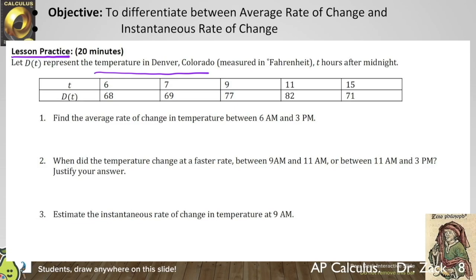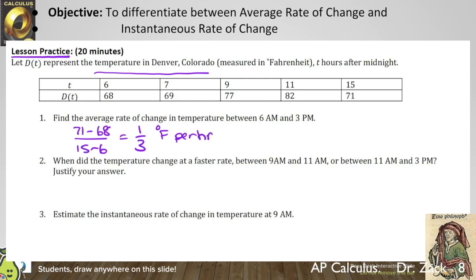For the first question, you were finding the average rate of change, which was 71 minus 68 divided by 15 minus 6. Of course, reduce your fraction when you simplify. The answer should also include units. So anytime you have units available, make certain you include them. So this would be degrees Fahrenheit per hour.